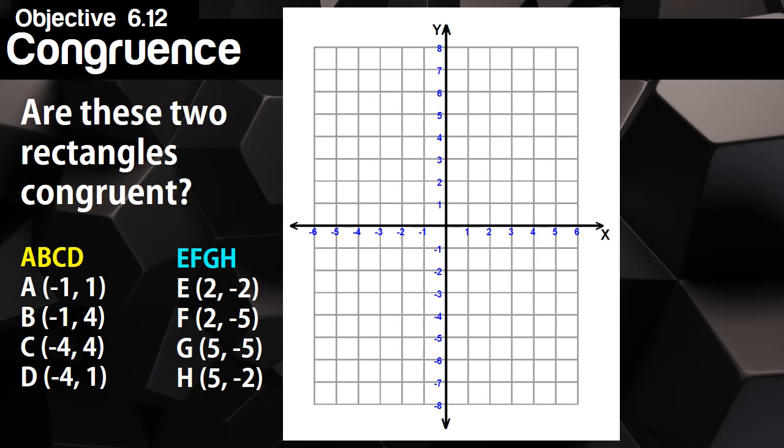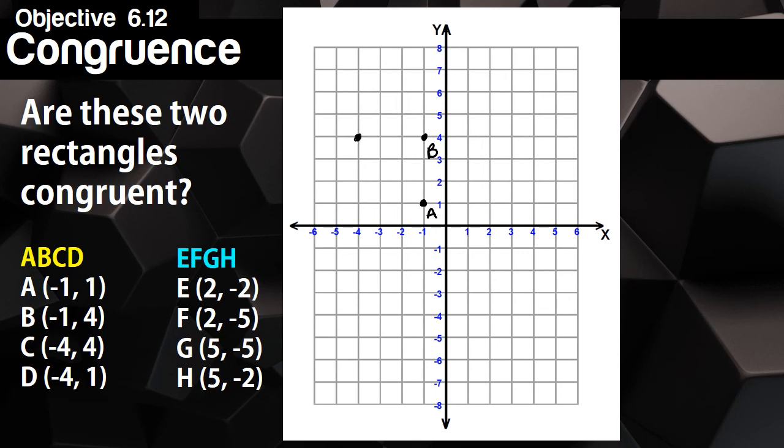So now, just as a little challenge here, we're going to figure out if these two rectangles are congruent here. So our very first step is we're going to plot out all of the points here. So let's plot out letter A is -1, +1. Label that as A. B is -1, +4. So I'm always starting in the origin. I go left to right to start, then up or down based on whether there are positives or negatives.